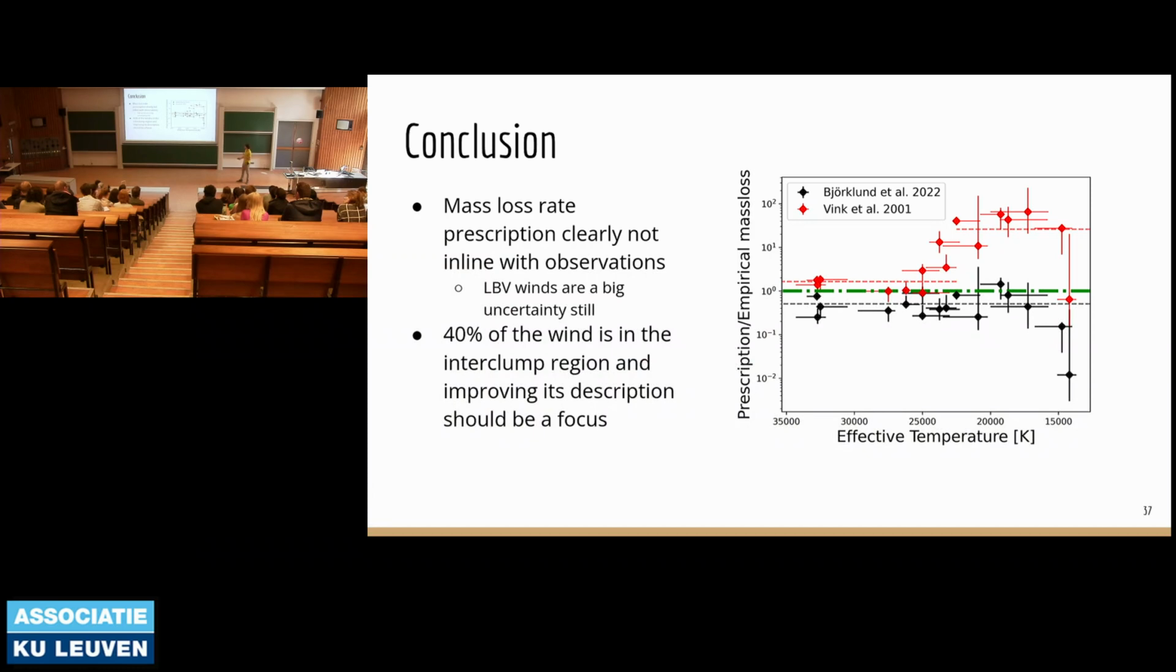And then another one is that 40% of the wind, in our observations at least, seems to be in the interclump region. So if we're modeling these stars, these winds, for spectral analysis, we need to take it into account. We cannot just ignore it, and we need to improve how we do it. Because even in fast wind, we're not doing it perfectly at the moment, because we're using this stochastic medium, while it clearly isn't. It's more of an even distribution, so we need to rethink how we do this. Thank you.